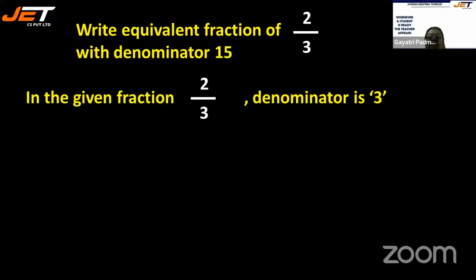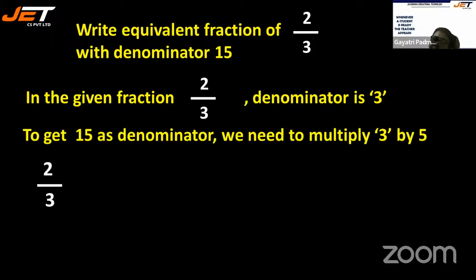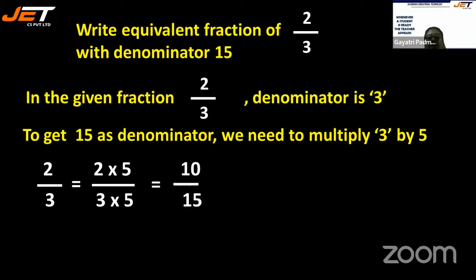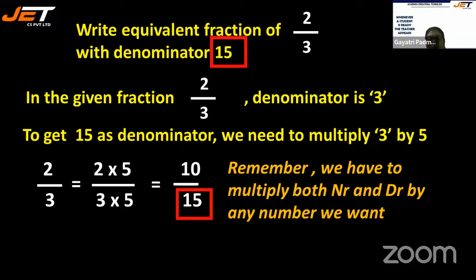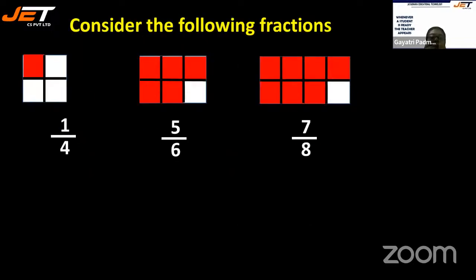All right, now write equivalent fractions with the denominator 15. So to have denominator 15, what should you do? You should multiply and divide by 5, because 5 3s are 15, the same 5 you have to put in the numerator also. So you get 10 by 15. Remember, we have to multiply both the numerator and denominator by only one number that we want.